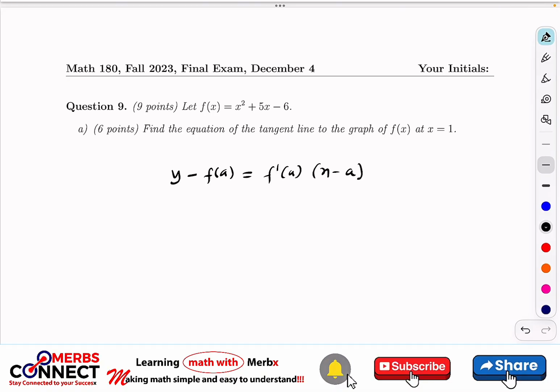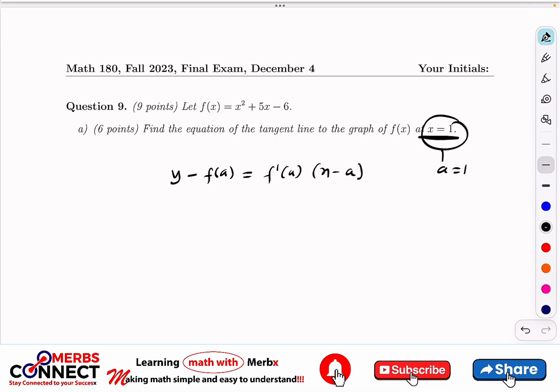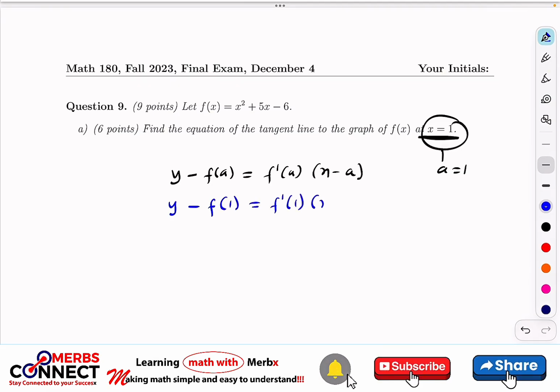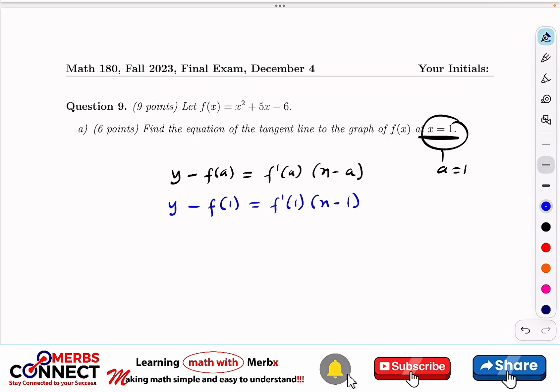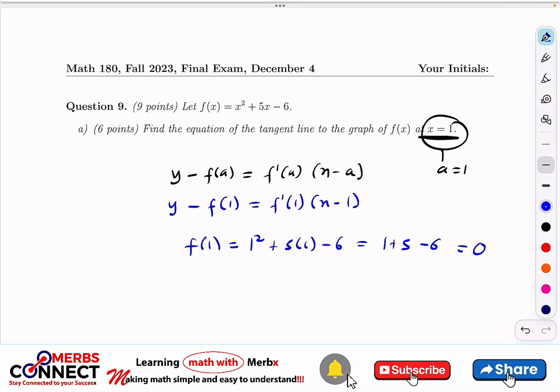Now as soon as I write it this way, this is not my x, this is my a. So when I do that, I can do direct substitution here. I have y minus f of 1, f prime of 1, x minus 1. So I can find f of 1 here. So what is f of 1? f of 1 is equal to 1 squared plus 5 times 1 minus 6. This is going to give us 1 plus 5 minus 6, and this is 0. So f of 1 is going to give us 0.